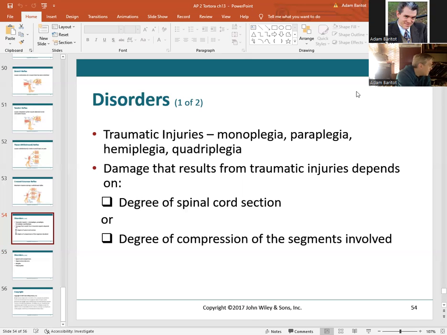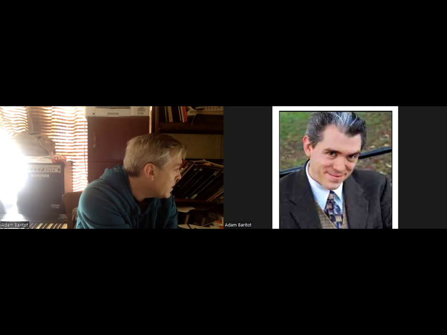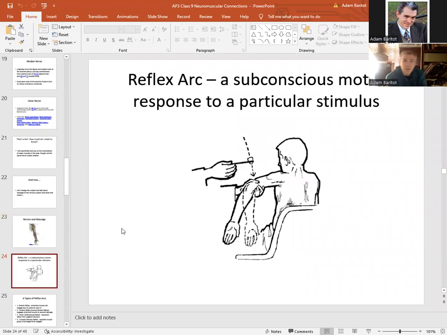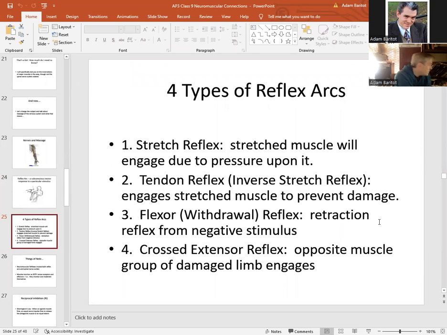Very good. So getting back to our original set of slides here, just to take you through that one more time. Reflex arc is the subconscious motor response to a particular stimulus. We see the hammer. We saw that with various other demonstrations. We see this slide here again. Stretch reflex: a stretched muscle will engage due to pressure put upon it. The tendon reflex will engage a stretched muscle to prevent damage. Flexor reflex: retraction reflex from a negative stimulus. And a crossed extensor reflex: the opposite muscle group of the damaged limb engages.